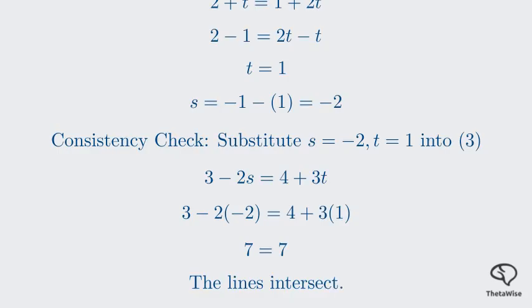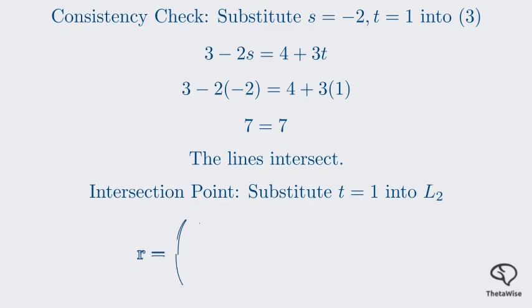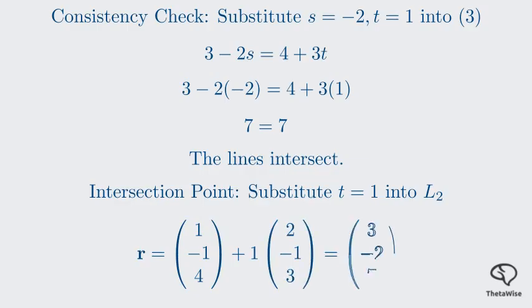To find the intersection point, we can substitute either s = -2 into L1 or t = 1 into L2. Let's use t = 1 and L2. The intersection point is (1, 1, 4) plus 1 times (2, 1, 3), which gives us the point (3, 2, 7). This is where the lines cross in 3D space.